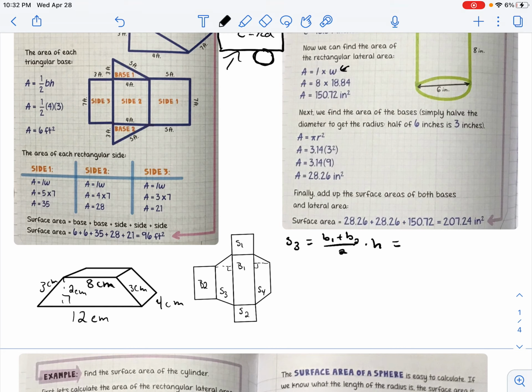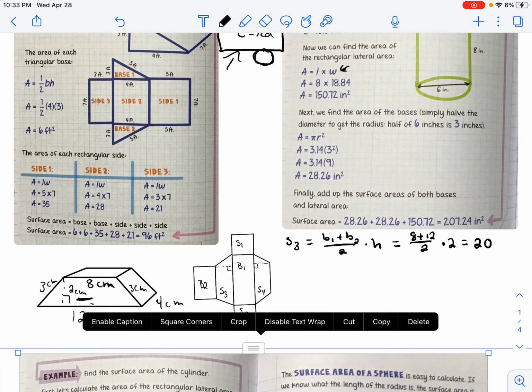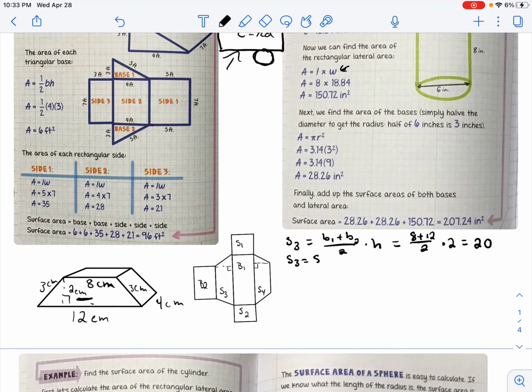Okay, so this is going to equal, and it tells us our base 1 is 8, base 2 is 12, so 8 plus 12 divided by 2, and our height is right here. Remember, height has to be a right angle from both bases in a trapezoid, so 8 plus 12 divided by 2 times 2, that's going to equal 20 divided by 2 is 10, 10 times 2 is 20. Okay, and note that S3 is equal to S4 because they are the same shape.